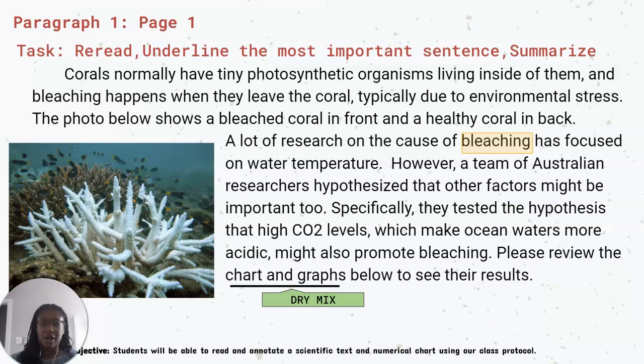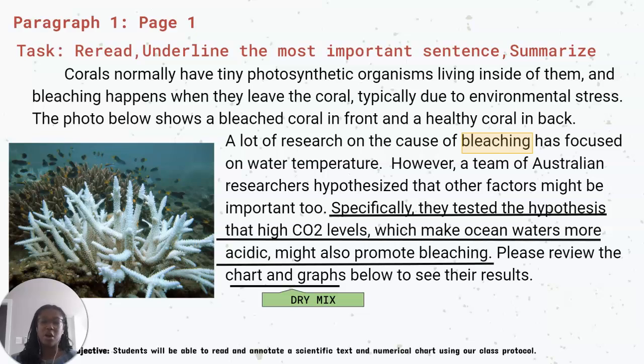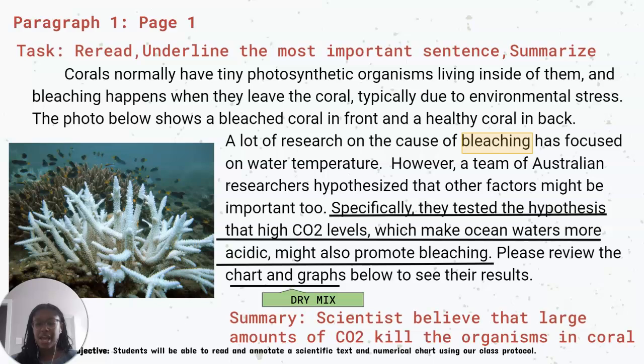So back to our paragraph on these really cool coral. Hopefully you get a chance to read it for yourself after this video is over. But the one sentence that I chose that makes the most sense is specifically, they tested the hypothesis that high CO2 levels, which makes the ocean waters more acidic, might also promote bleaching. Because that essentially is the hypothesis that they were testing. And in my summary, I said that scientists believe that large amounts of CO2 kill organisms in coral, which of course leads to bleaching.